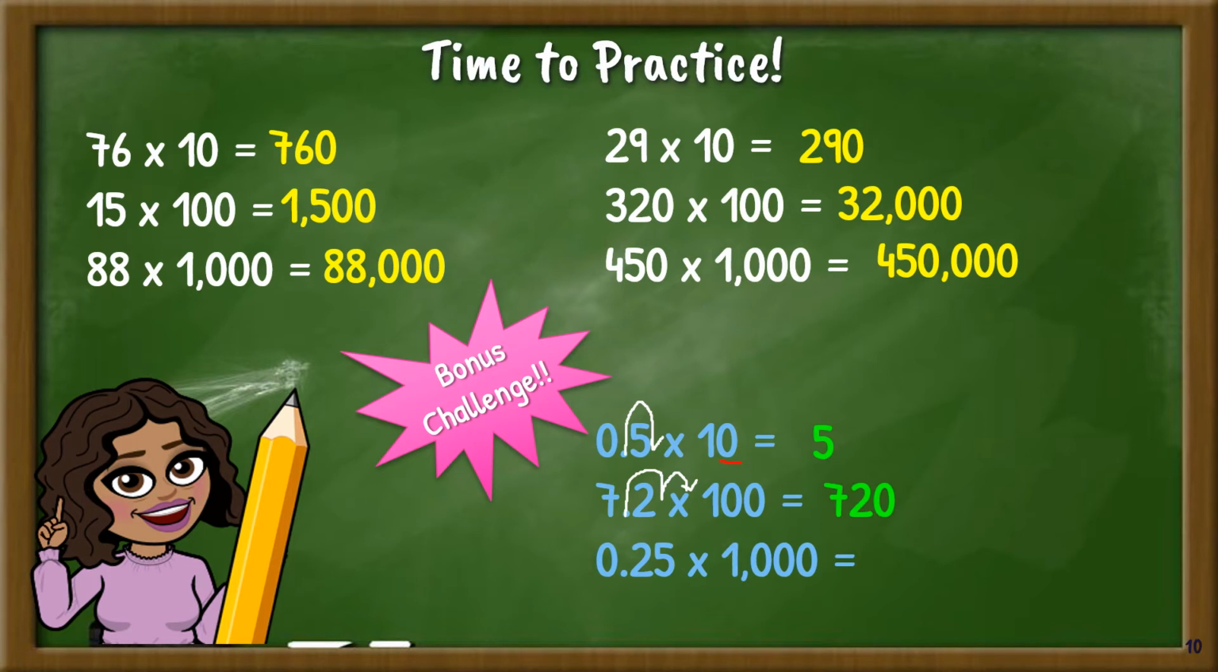Finally, we have 0.25 times 1,000. We have three zeros, so we need to move our point three times. Here we go. 1, 2, and the third time, which is where our point should end up. So instead of having a decimal, we end up with yet another whole number, and this time the answer should be, drum roll please, 250. Great job.